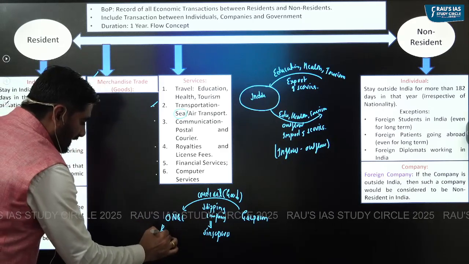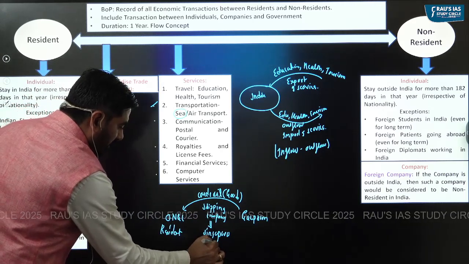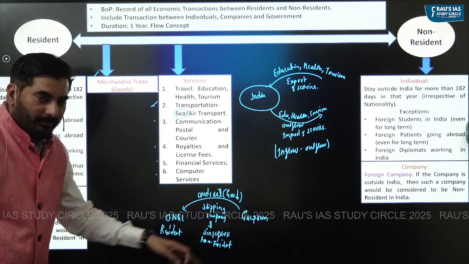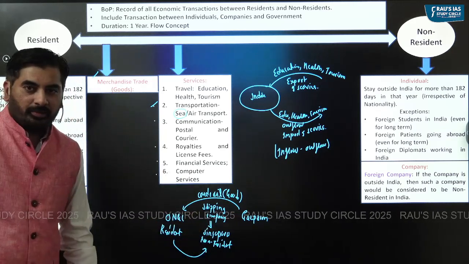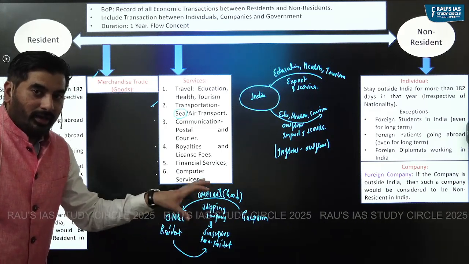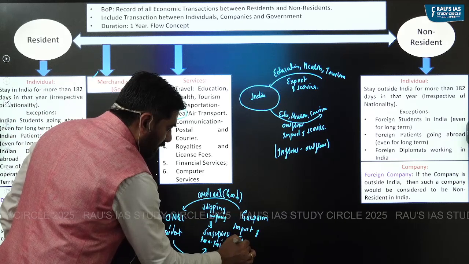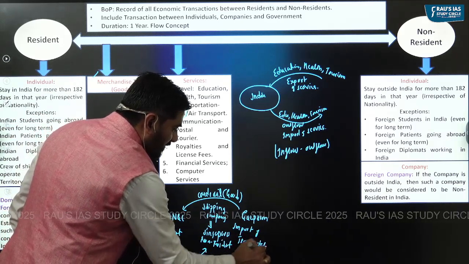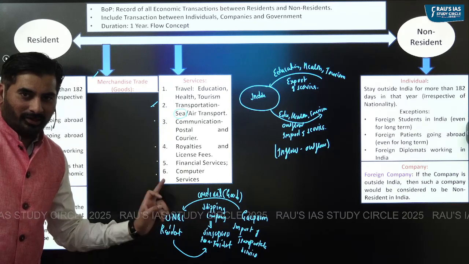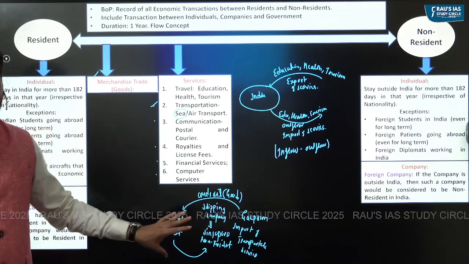So ONGC is an Indian resident company. The shipping company based in Singapore is a non-resident company. So obviously, can you see ONGC will make payment? It will make payment to the Singapore based shipping company. For what? For transportation. So what will it be? It will be considered as import. But import of what? Import of transportation services. So what is happening here? Here ONGC is not only importing goods, which is crude oil, ONGC is also importing services, which is transportation services.